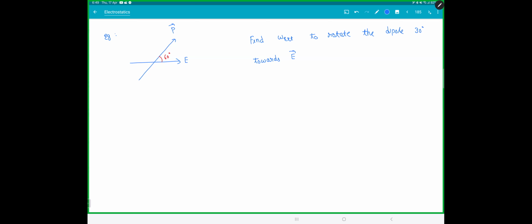Yeah. What is work done by external force? So when you rotate by 30 degrees, your P bar becomes like this. This angle becomes 30. So work done by external force is U final minus U initial. So U final is minus PE cos 30 minus of minus PE cos 60. Substitute there and you're done. Clear, everyone.